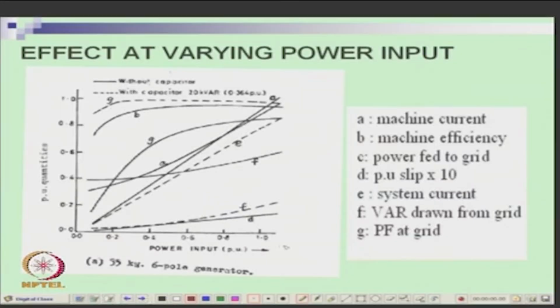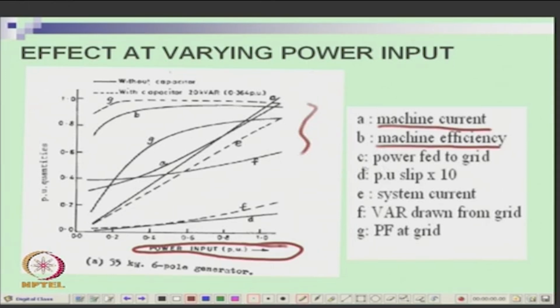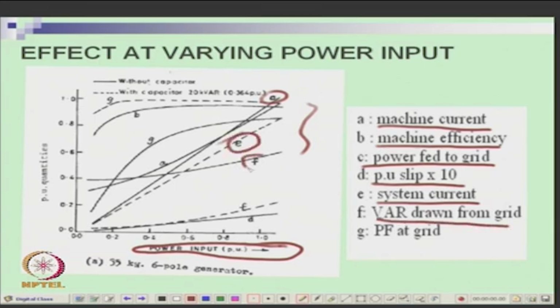And this is the effect if your wind speed changes, if there is a power input variation, then all these things will change. This will be with and without capacitor. These are some of the curves. We have the machine current, the machine efficiency, and the power fed to the grid; for example, C is the power fed to the grid. Then the slip and the current, this is the system current, and this is the var drawn from the grid. And this is the power factor at the grid, that is G.